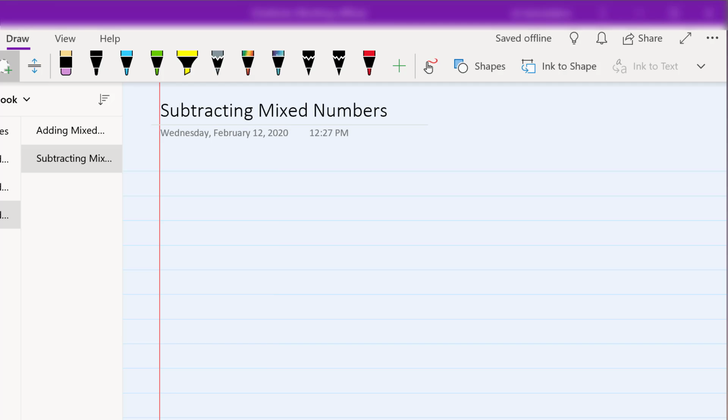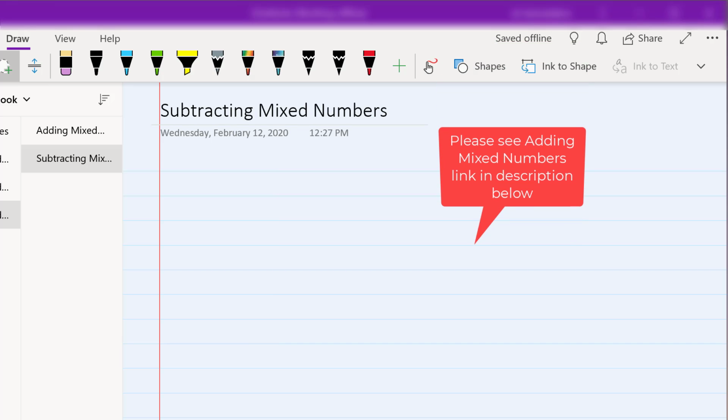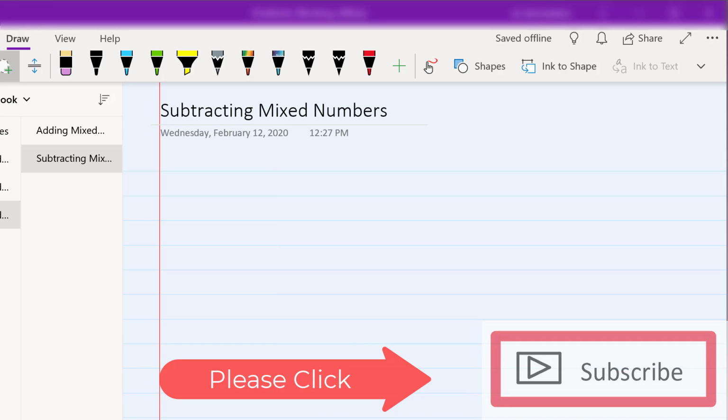Today we're going to be talking about subtracting mixed numbers. Be sure to check out my previous video on adding mixed numbers. Let's get started.